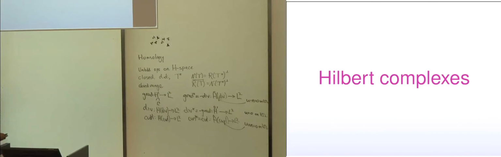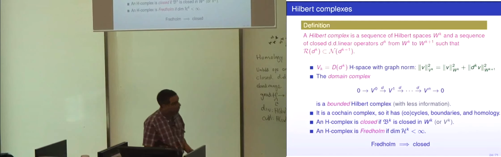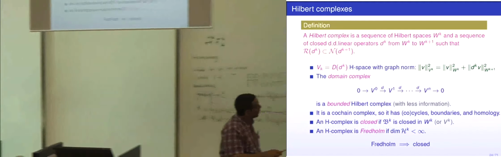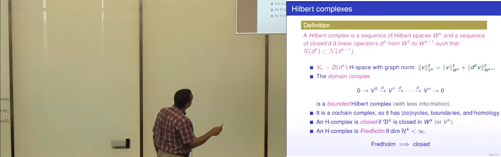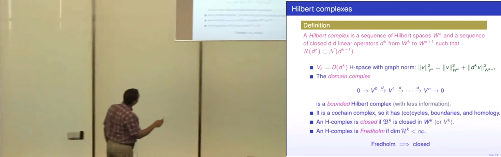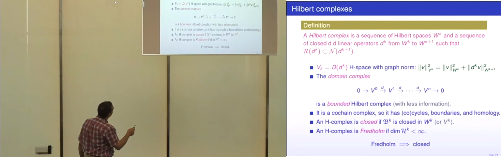So what's a Hilbert complex precisely? It's very simple and natural at this point. We have a sequence of Hilbert spaces. These are the base spaces W. These spaces are the spaces on which our unbounded operators are going to be defined, W0, W1, W2, etc. And on each of them we have an unbounded operator from Wk to Wk plus 1.